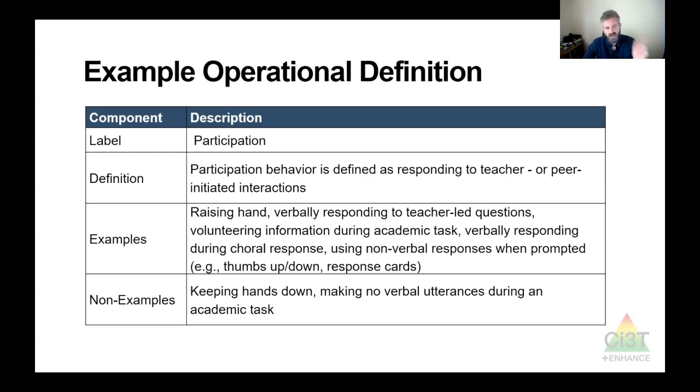I think this is a great definition for a student that is capable of verbally responding to interactions in the classroom. But for a student that's maybe nonverbal, maybe they have autism or selective mutism, you would need to tailor this definition to what they can do. Like, what would participation look like for this student? It's a good example of how these definitions are tailored to individual needs and abilities of the student.